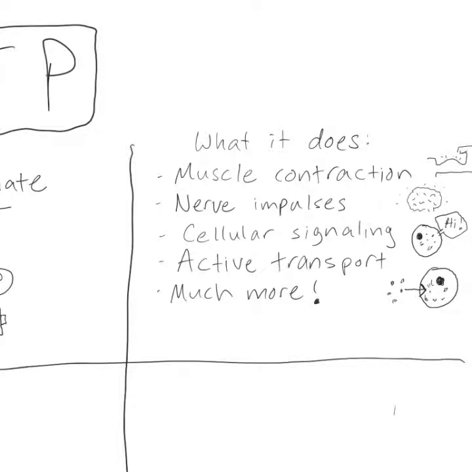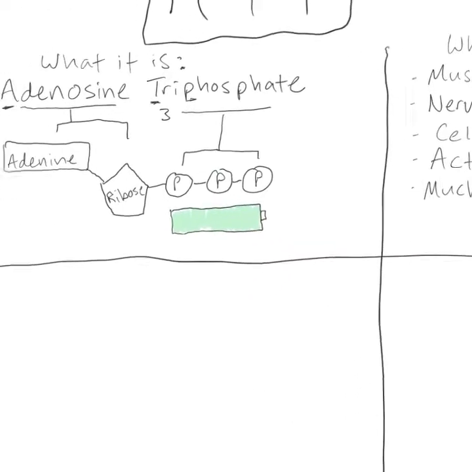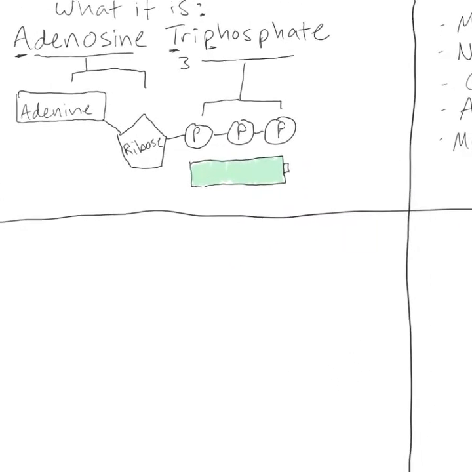So these little pictures help me remember what all this energy is being used for in a living thing. So how does this work? How do we use ATP for energy? So how do we use any energy stored in any chemical bond? Well, you break the bonds.